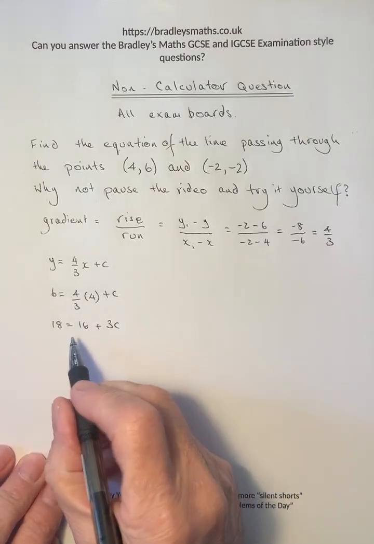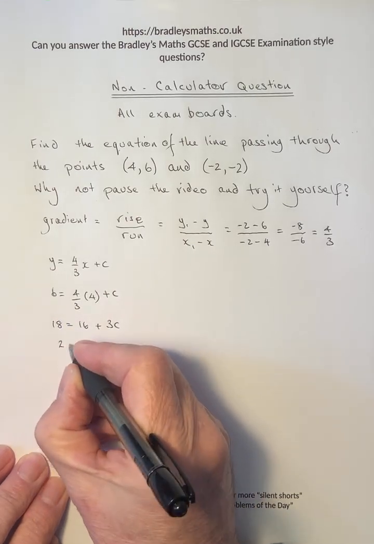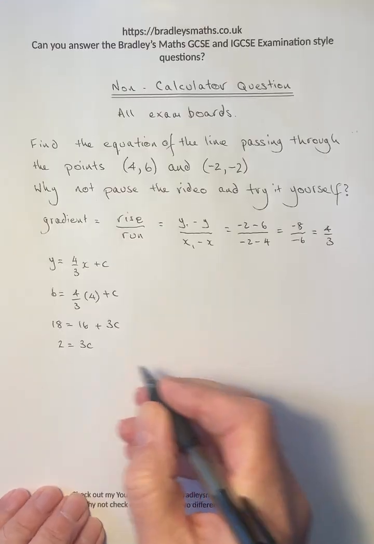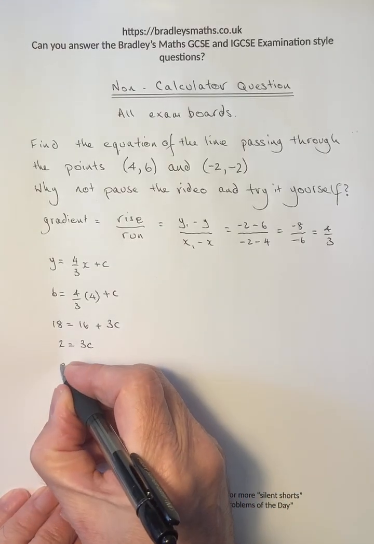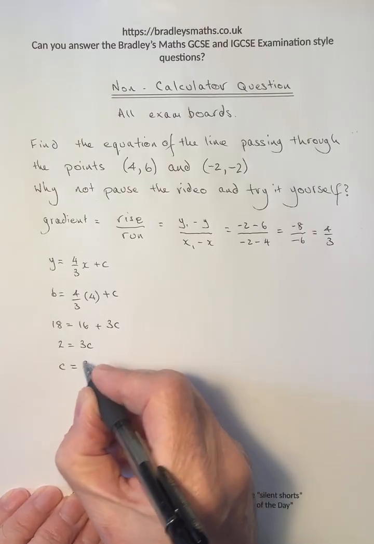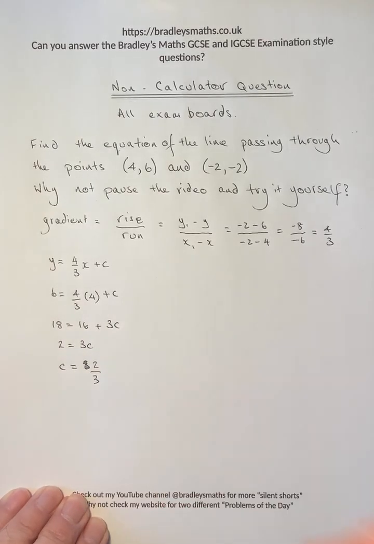So a quick rearrangement, subtract 16 from both sides, and I get 2 equals 3c. Put this back into the normal side, so c goes here, and we get 2 over 3.